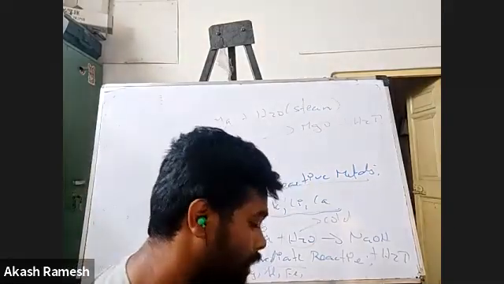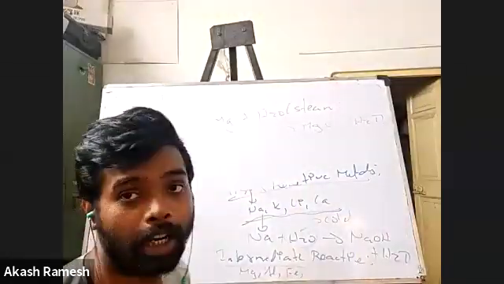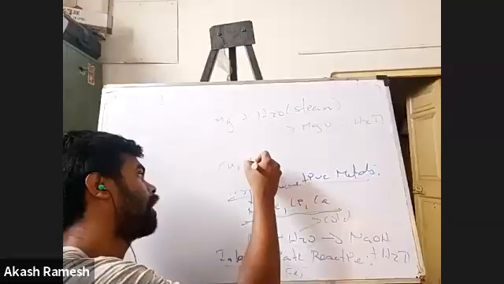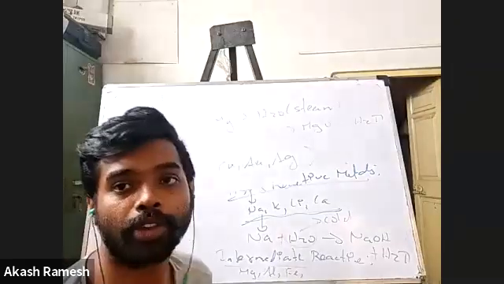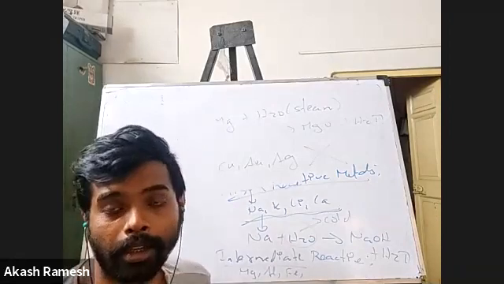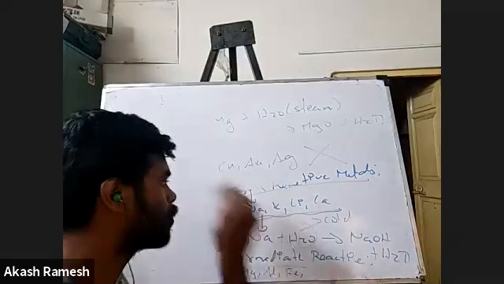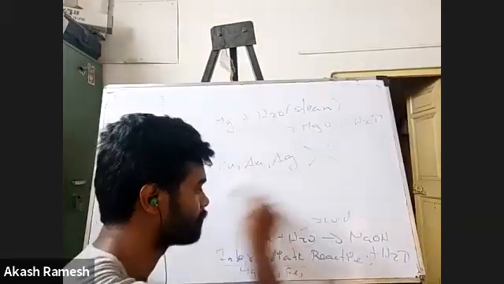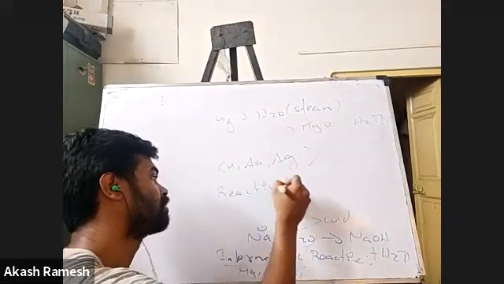Okay, now there are certain metals which will not react with H2O. What are those elements? Gold, silver, copper, lead. These are not going to react with water. Okay, why? It's because of, again, reactivity. If you have to understand this, we already spoke about the reactivity series. All this depends on the reactivity series.